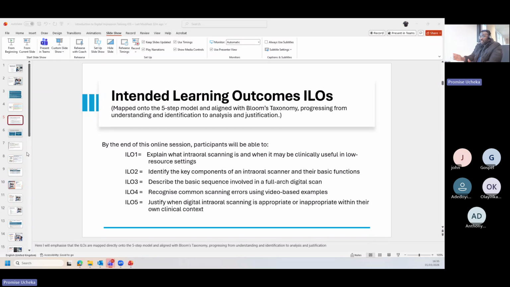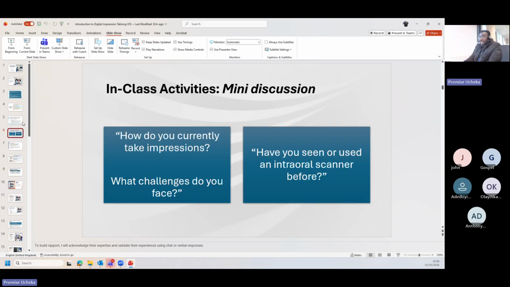So it's not that we are teaching you something that you will just switch over to and do digital impression taking in all of your clinical consultations. You need to be able to make that clinical judgment as to when it is appropriate and when it is inappropriate in your own individual settings.